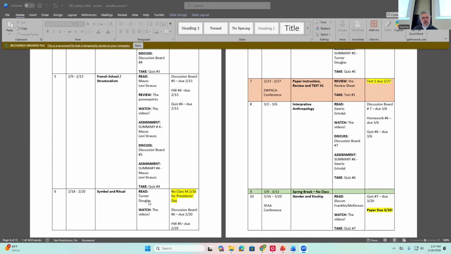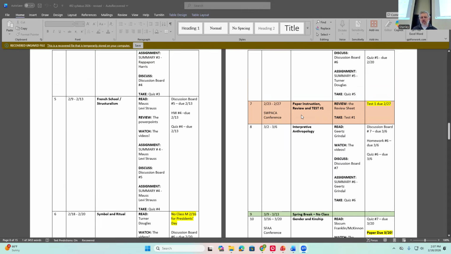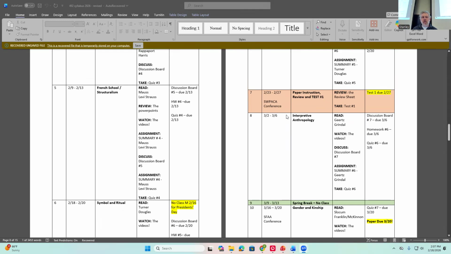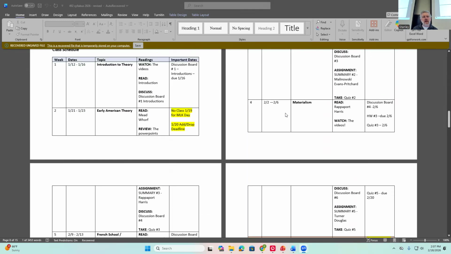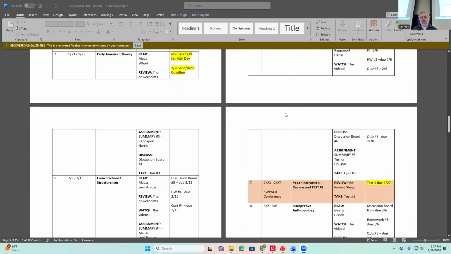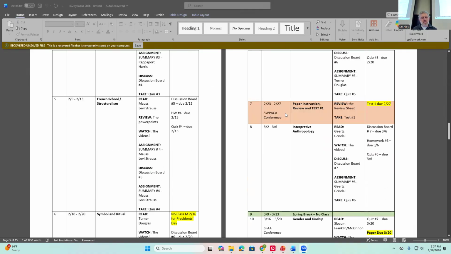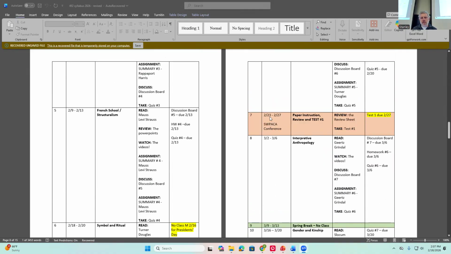We're mostly caught up, I think, and we're going to be just on time for next week when we have paper. We have your test number 1, which is due just a little over a week from today. And remember, your test number 1 is going to cover everything that we've talked about in this class: early American, early British, material, French school and structuralism, symbol, and ritual. And it's going to be the same format of short answer essay type questions that you see on your quizzes every week.